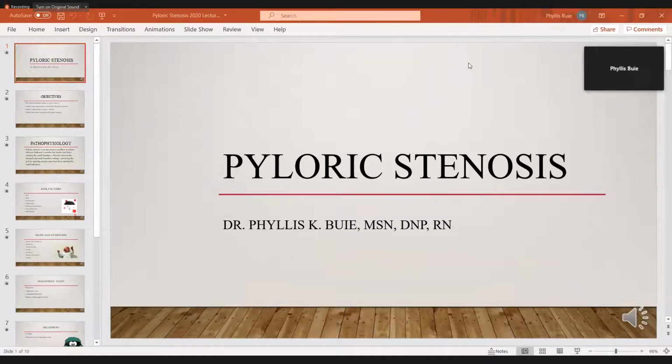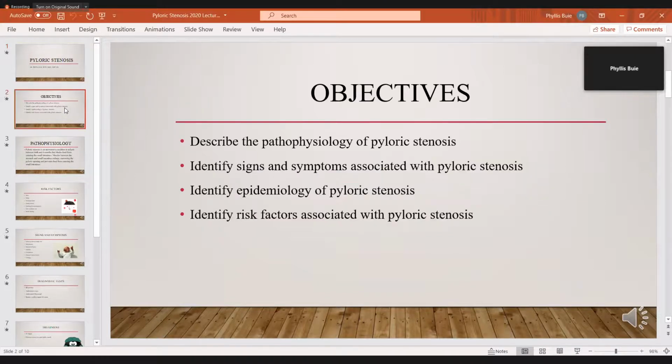Okay. We are not going to go over the objectives because you can look at those. We don't need to spend time on that.